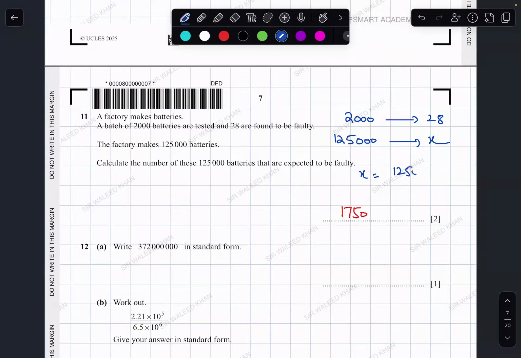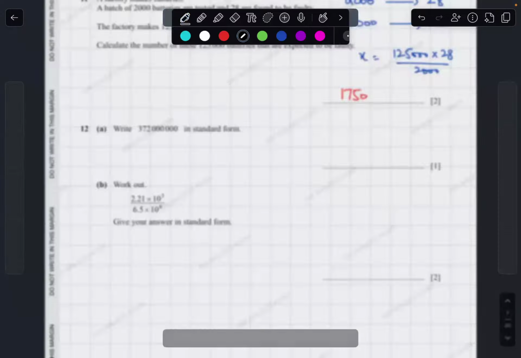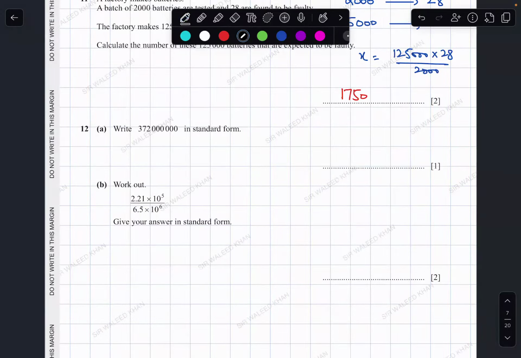Just writing so that you know that we cross multiplied. Okay, next, write this over here in standard form. For standard form, your first value, which we refer to as A, should be between 1 and less than 10. A is greater than or equal to 1 and less than 10.